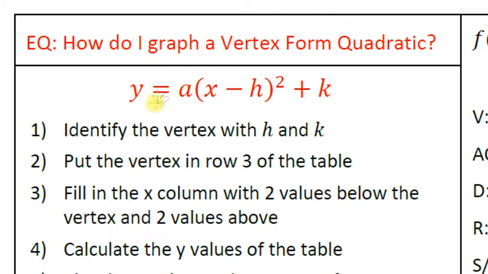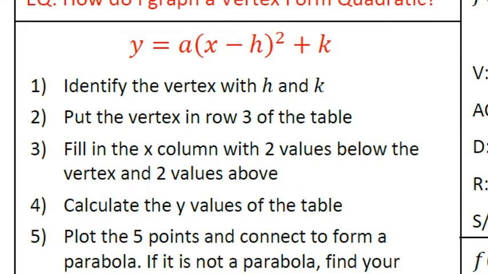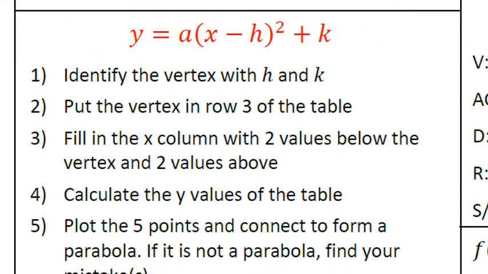So write your essential question and then write the vertex form of a quadratic. Y equals a times parentheses x minus h, close parentheses squared, plus k. Here are your steps. Number 1, identify the vertex with h and k. That's easy enough. Now look how familiar this is. Put the vertex in row 3 of the table.